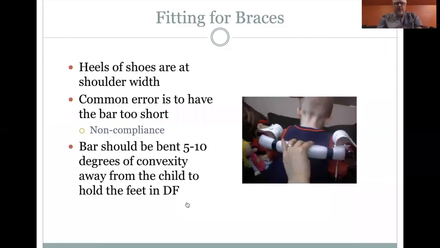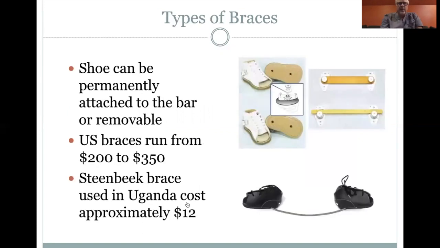It's really important when you're fitting the brace that you have the heels of the shoes at shoulder width. If they are too narrow, which is a common error, that's really uncomfortable for the kids, and they're going to cry and be miserable the whole night. And that's a common problem that leads to non-compliance. The bar should also have a little bend in it of approximately 5 to 10 degrees of convexity away from the child to help hold the feet in dorsiflexion, to correct for the equinus, to help prevent recurrence of the equinus deformity. The shoes can be permanently attached or removable. Most of the newer ones are removable.